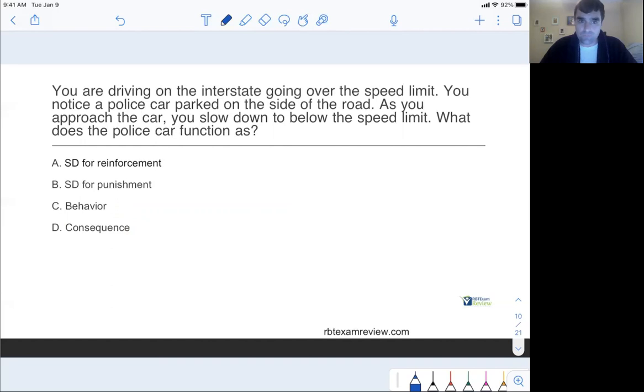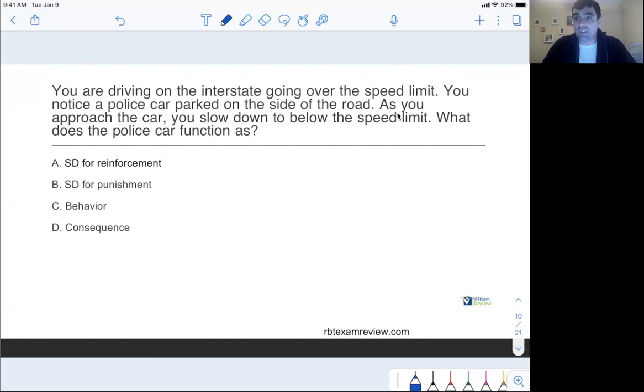Okay, is the police car a behavior? No, right? It's not doing anything. We're not looking at the behavior of anything, right? So the police car is not a behavior. And is it a consequence? Okay. Well, let's look at our ABC. Okay, you notice a police car, and then you slow down. So it's coming before the behavior. Okay, right? Our behavior is slowing down. The police car comes before. It can't be a consequence. So that leaves us with SD for reinforcement or SD for punishment.